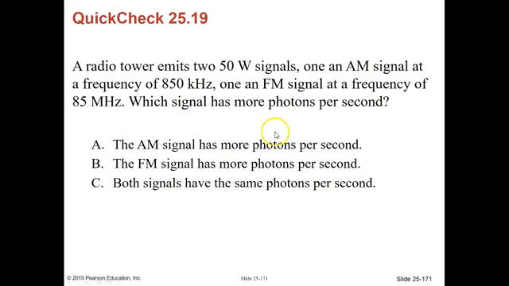Here's a good quick check. It says I have a radio tower that emits two 50-watt signals, one AM signal that has a frequency of 850 kilohertz and an FM signal at a frequency of 85 megahertz. So this is 850,000, this is 85 million. They want to know which signal has more photons per second, and the AM signal would have more photons every second. It's got a smaller frequency, and therefore each photon has less energy, so it can emit more of those photons every second.